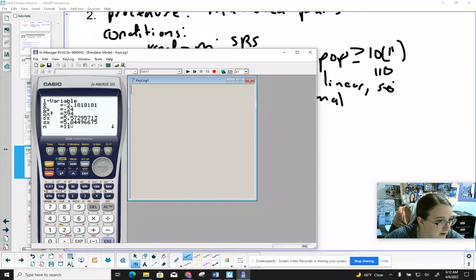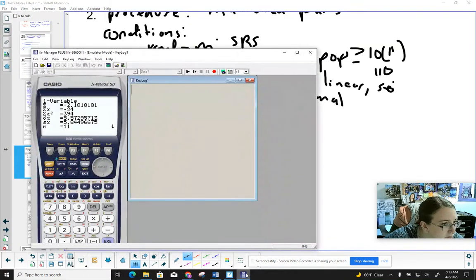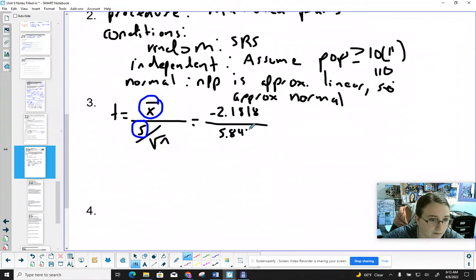And then my S is 5.844. Let's round that to 5.845. There's my S divided by the square root of 11. So we go to our calculator.